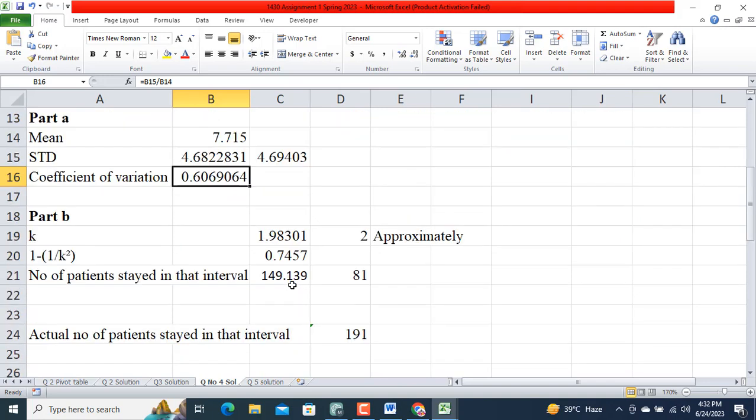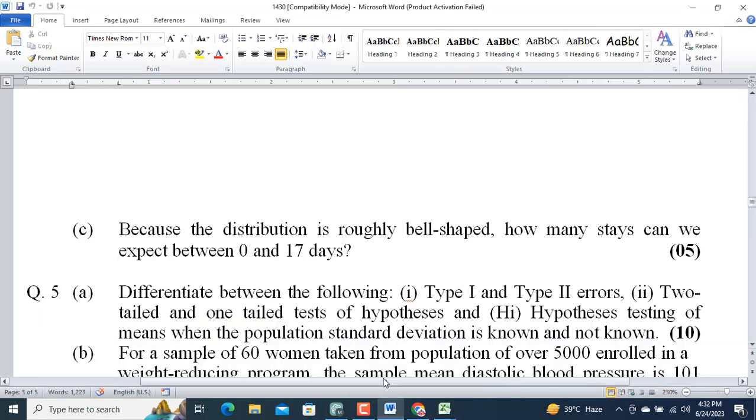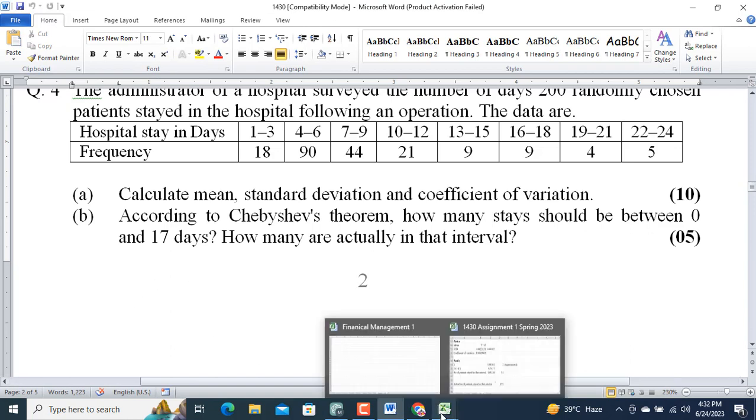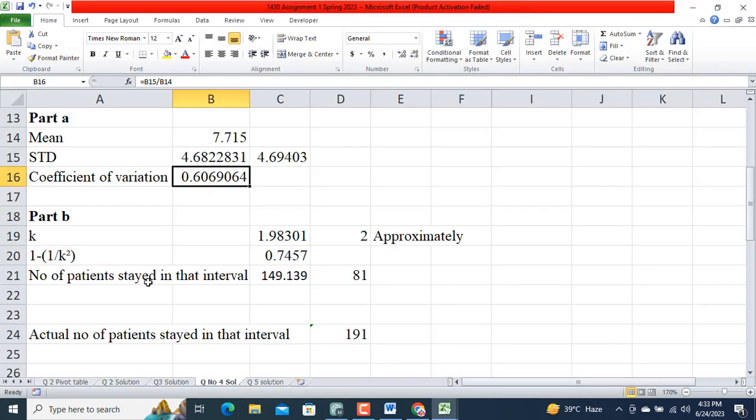Now come to part B. In part B, using Chebyshev's theorem, we are going to find how many stays should be between 0 and 17 days. So come back to the solution. Here k is obtained by using this formula: 17, the upper class limit, minus the mean, divided by the standard deviation. So B15, look at this standard deviation. It is better to use this one rather than this one.